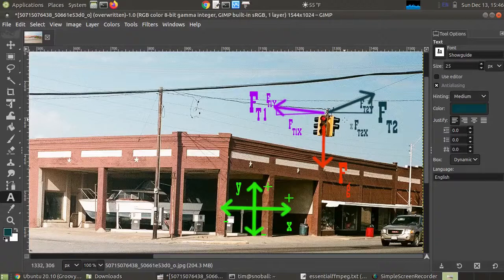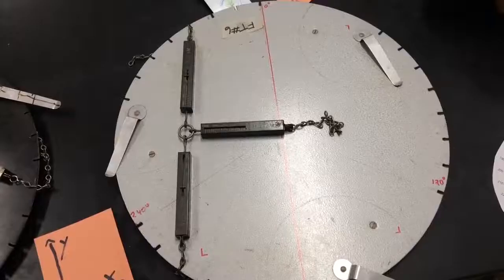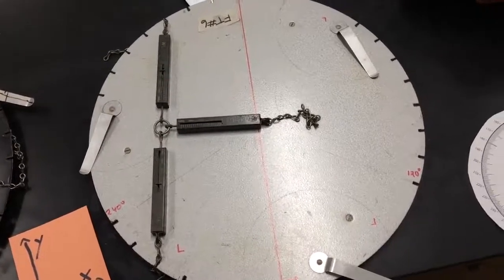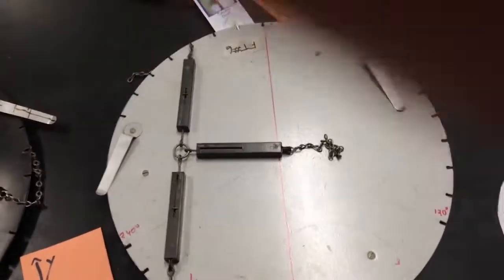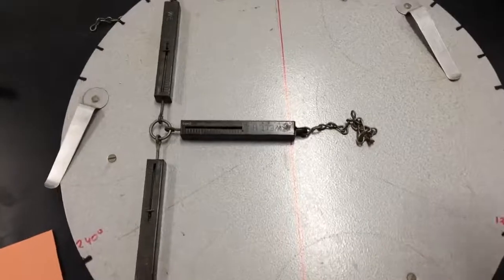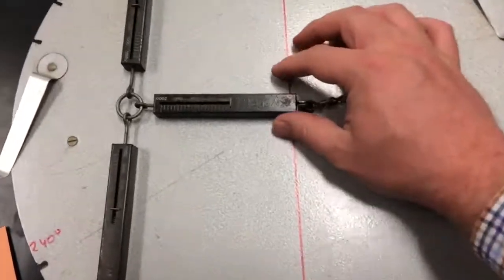To make this seem a little more real, we're going to play with something called a force board. A force board lets us add these forces by pulling on springs and seeing how big the forces are. Let's take a look at one. It's a big metal disc. It's got notches in it. And on those notches you can put these fish scales. Let's zoom in and take a look at one.